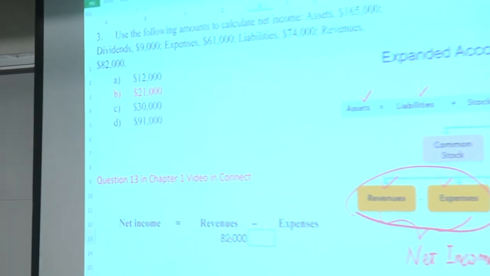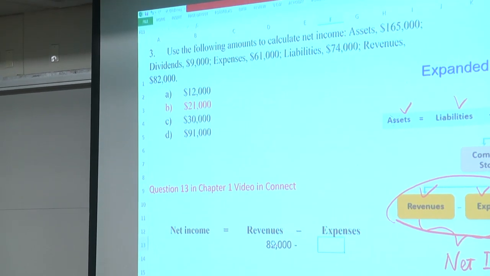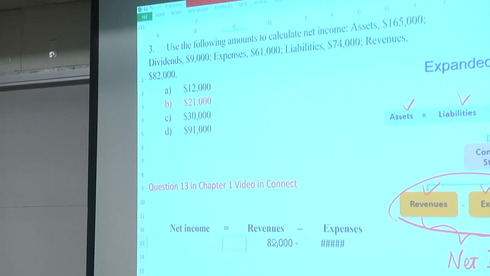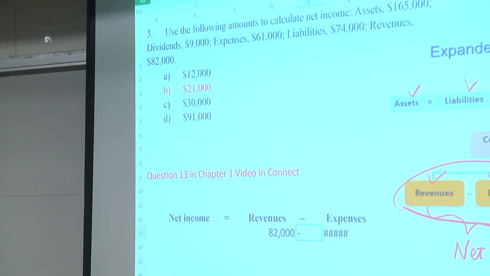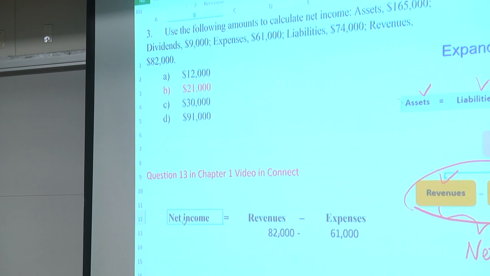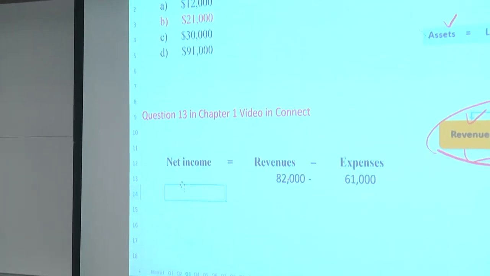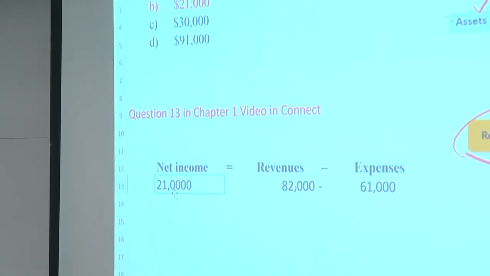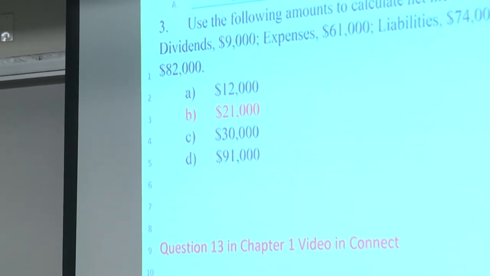And then we minus expense, which is 61. So therefore, it's easy to get net income, which is 21,000. Answer is D. Right? This is how we get it.